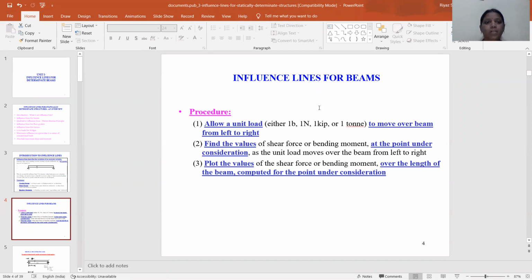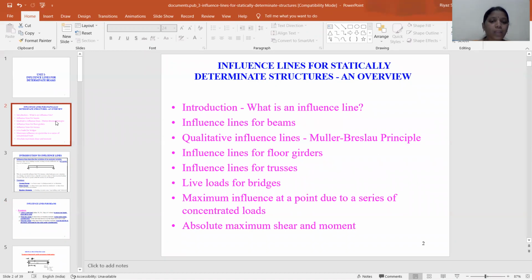Now I discuss the topic of influence lines for determinate beams. So, an overview of influence lines for statically determinate structures: introduction of influence lines, influence lines for beams, qualitative methods, influence lines for floor girders, influence lines for trusses, live loads for bridges, maximum influence lines at a point due to a series of concentrated loads, absolute maximum shear and moment.